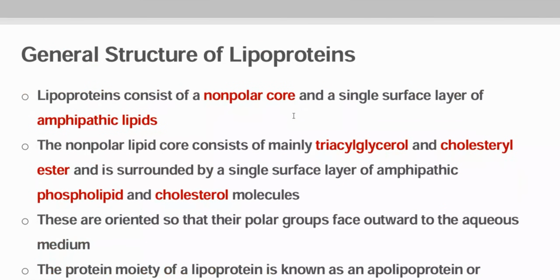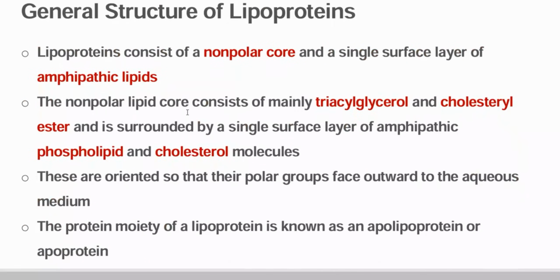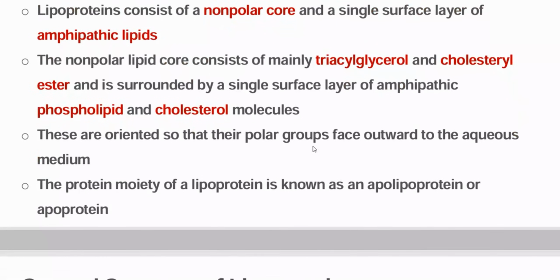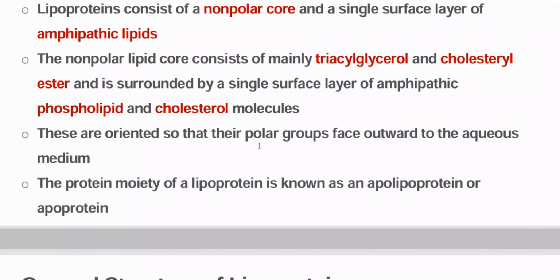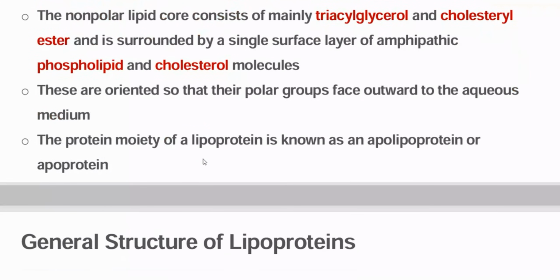Now, the general structure of lipoprotein: the lipoprotein consists of a nonpolar core and a single surface layer of amphipathic lipids. The nonpolar lipid core consists mainly of triacylglycerol or triglycerides, which come from monoacylglycerols and diacylglycerols in the synthesis of triacylglycerol, and cholesterol esters also, which is surrounded by a single surface layer of amphipathic phospholipid and cholesterol molecules. These are oriented so that their polar groups face outwards toward the aqueous medium, and the protein moiety of the lipoprotein is known as the apolipoprotein or apoprotein.